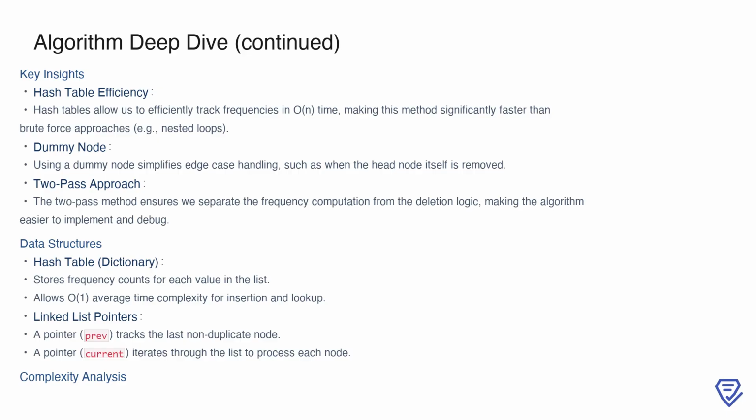Second, the use of a dummy node greatly simplifies edge case handling, such as when the head node itself is a duplicate. Third, the two-pass structure of the algorithm separates the frequency computation from the deletion logic. This separation makes the implementation both cleaner and easier to debug. In terms of data structures, we rely on a hash table to store frequency counts, which provides constant time operations on average, and two pointers, previous and current, to traverse and modify the linked list. Together, these elements form a robust and efficient solution to the problem.